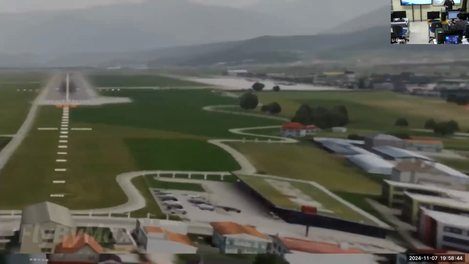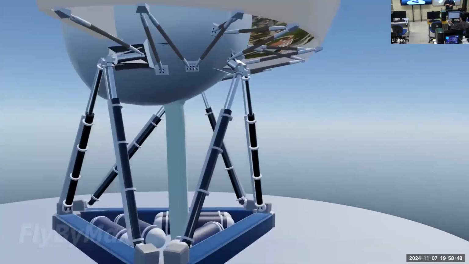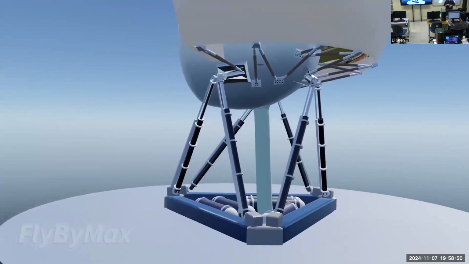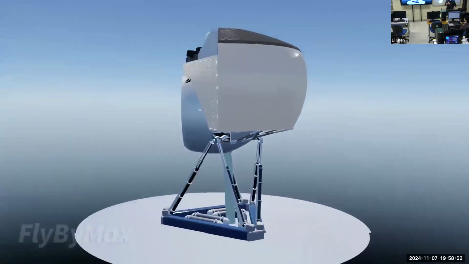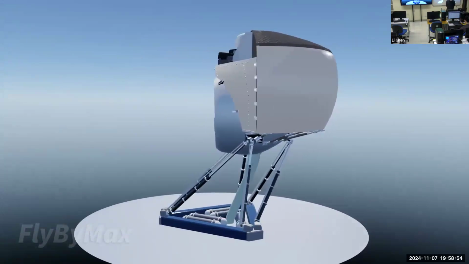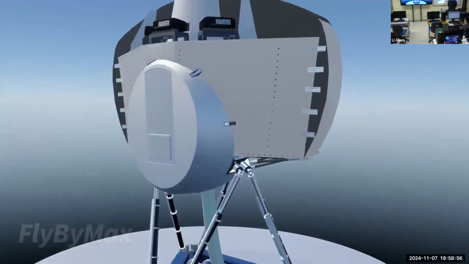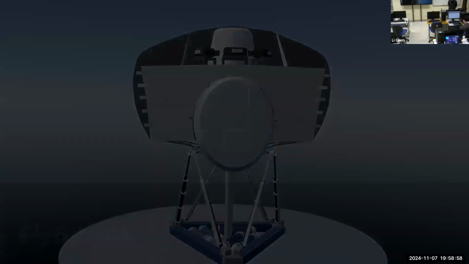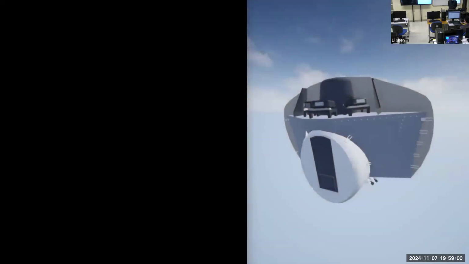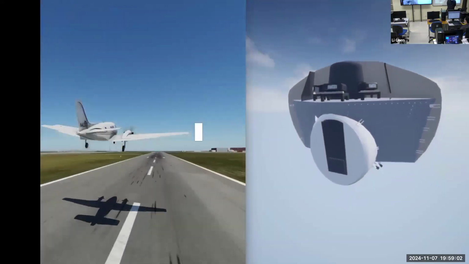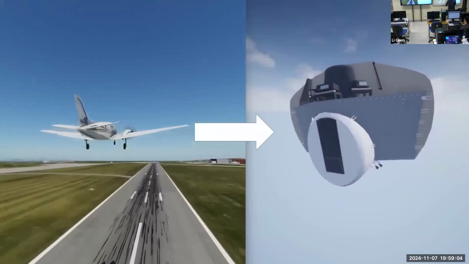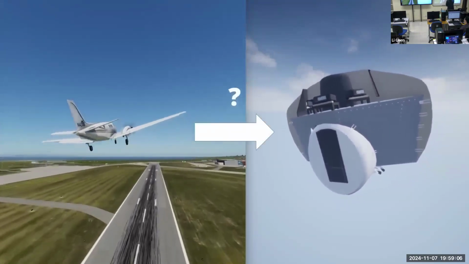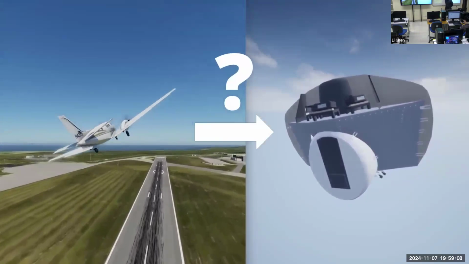The entire cabin is supported by 6 hydraulic actuators, which are used to move the simulator in all 6 dimensions, 3 translations and 3 rotations. But how do the simulator's movements correspond to the actual movements of the aircraft? And more importantly, what kinds of sensations do people even feel when they're flying in a plane?